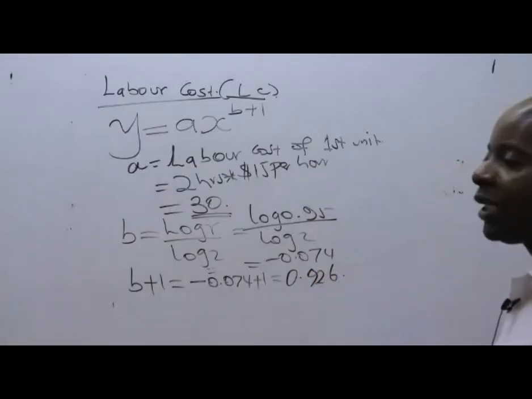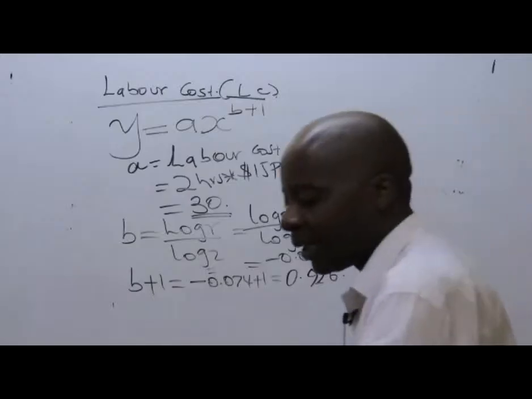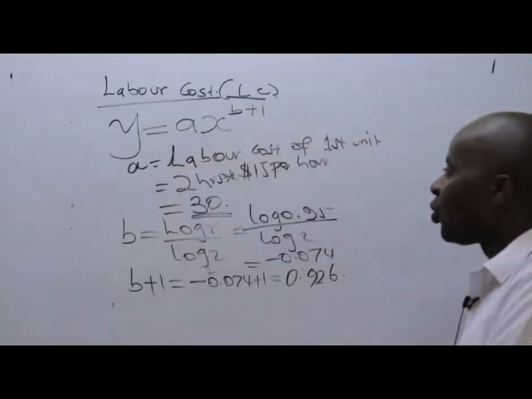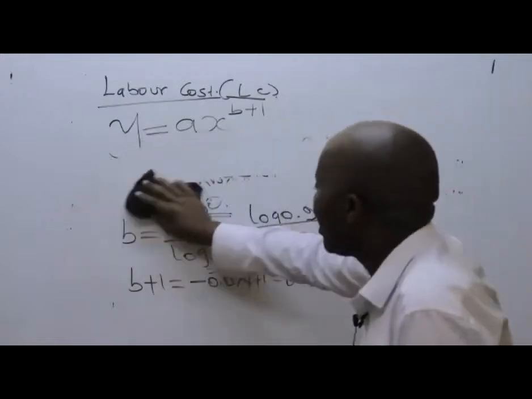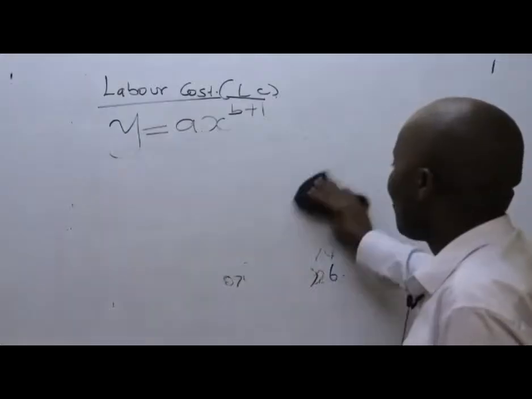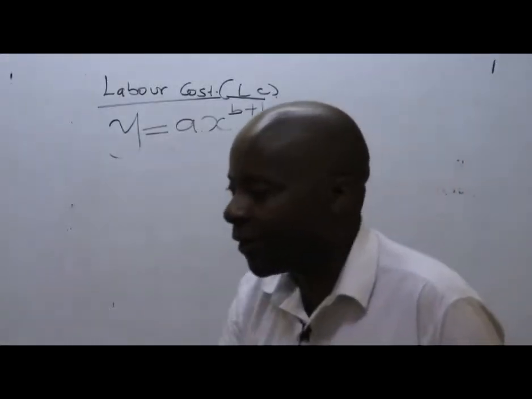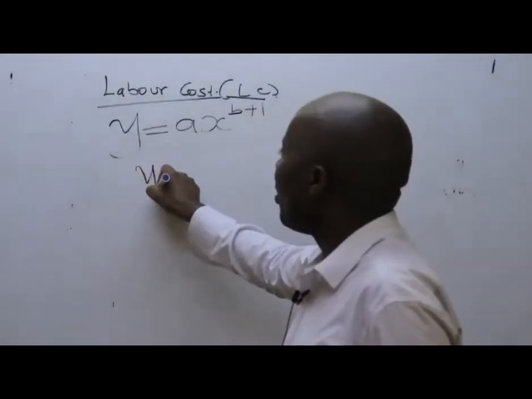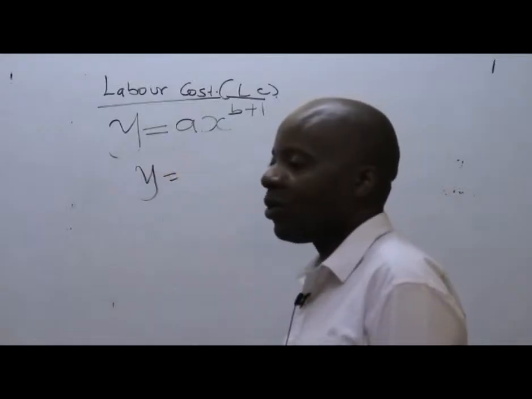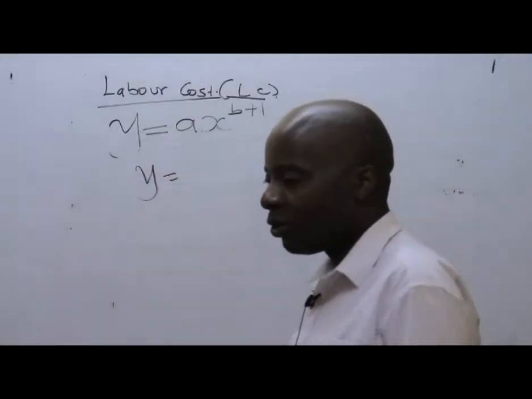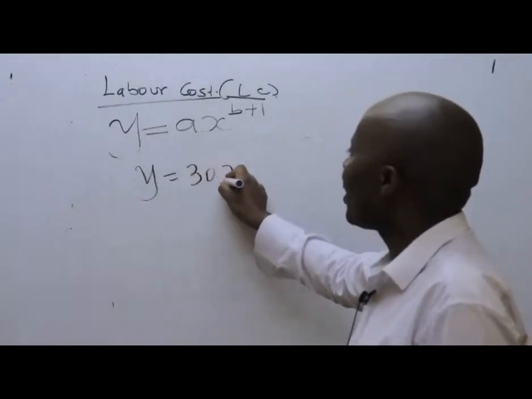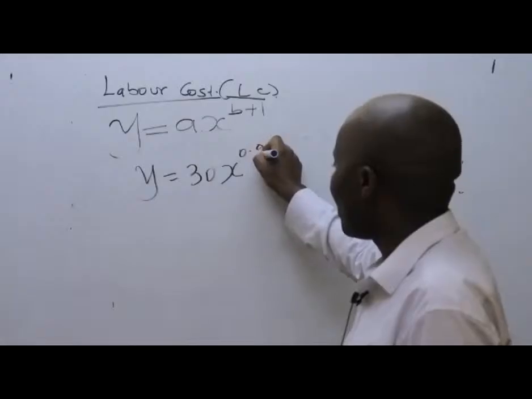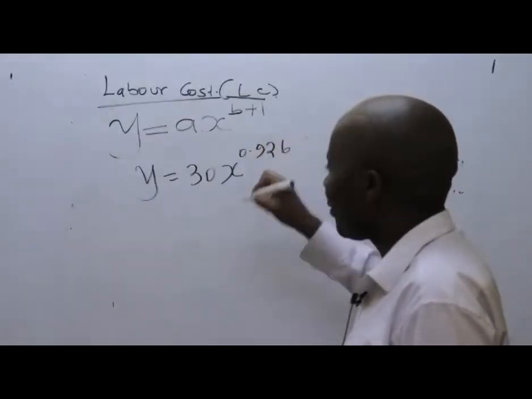Now, after you get these two parameters, ladies and gentlemen, the only thing you need to do is plug in the figures up there. When you plug in the figures, what do we have? We have our Y, which is the total labor cost. Remember, Y is the total labor cost, which will be 30x raised to 0.926.